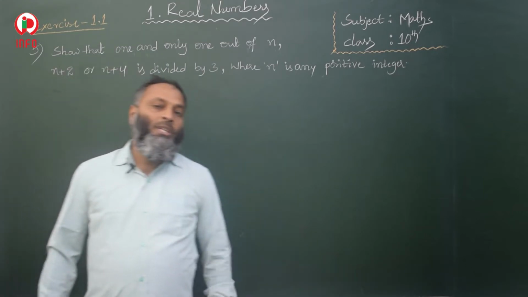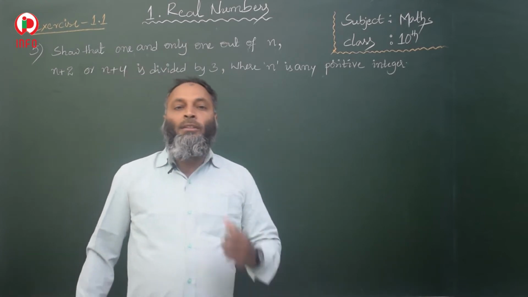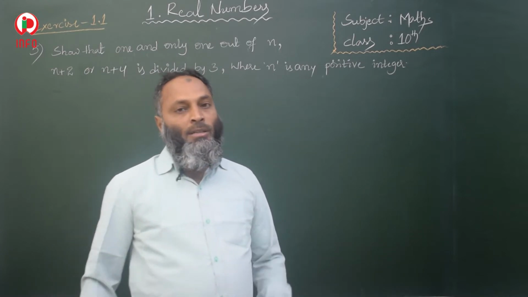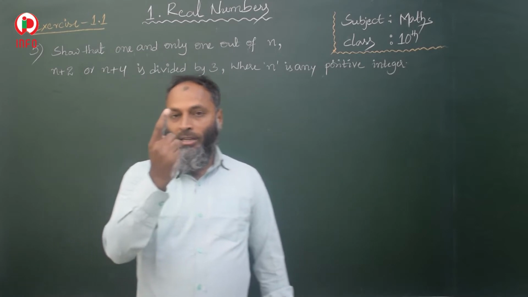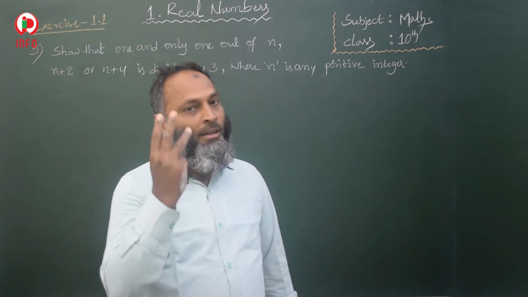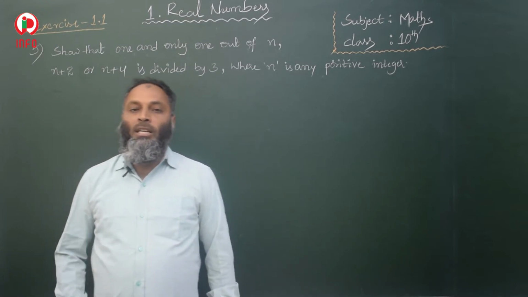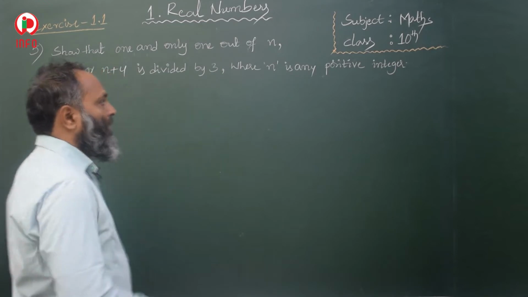Then how to prove? See here, when we divide by 3, we will get 3 possible remainders. So what are the remainders? When we divide by 3, we will get 0 as a remainder, 1 as a remainder, or 2 as a remainder. So a total of 3 remainders, that is 0, 1, 2.